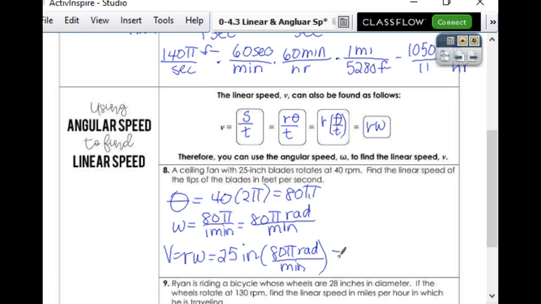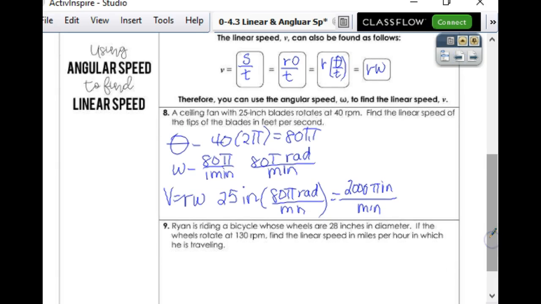So when I do that, 25 times 80, and that gives me inches over minutes. What is 25 times 80? I didn't write it down. 2,000. Oh, I did write it down. And that's 2,000 pi inches per minute. Is that what I want my answer in? I want feet per second. So we have to go ahead and make this feet per second.